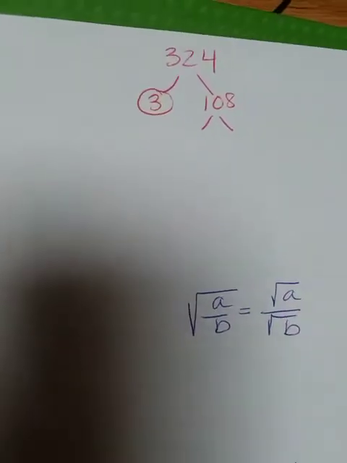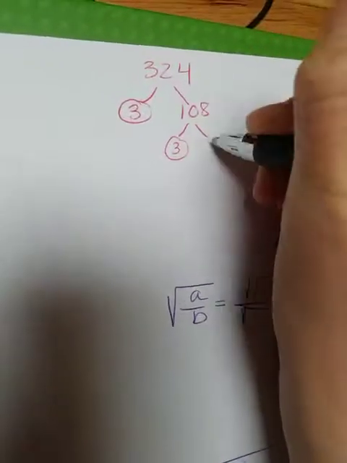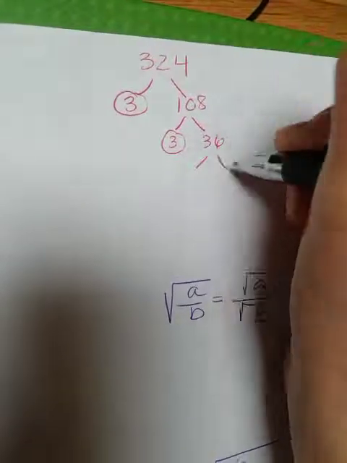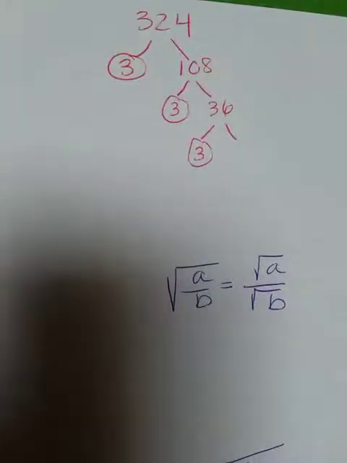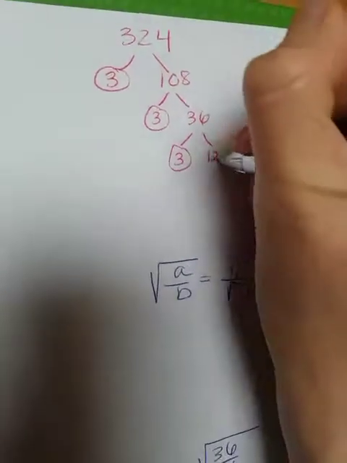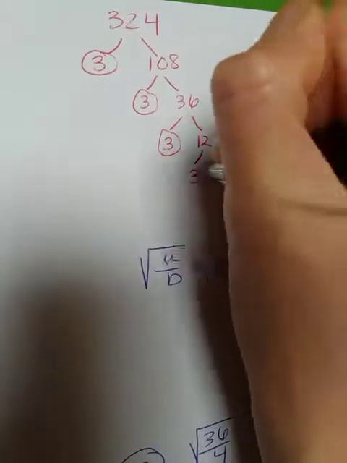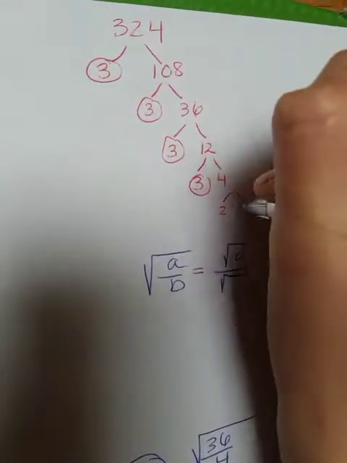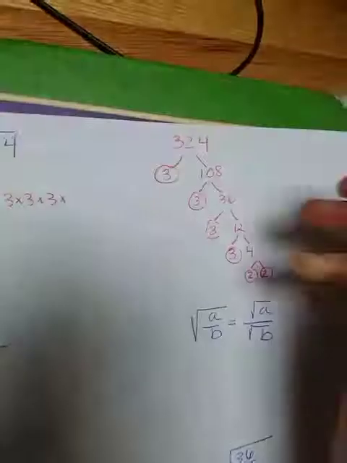108. I'm looking for another prime number that goes into 108. 3 is another winner. 3 times 36. 3 goes into 36 times 12. We know 3 goes into 12, 3 times 4. And then I rewrite 4 as 2 and 2. So 324, how many 3s? 1, 2, 3, 4. So I have 3 times itself 4 times. And then 2 times 2.